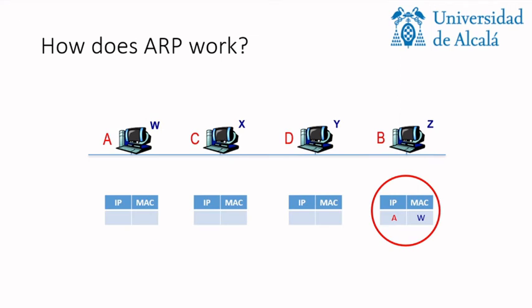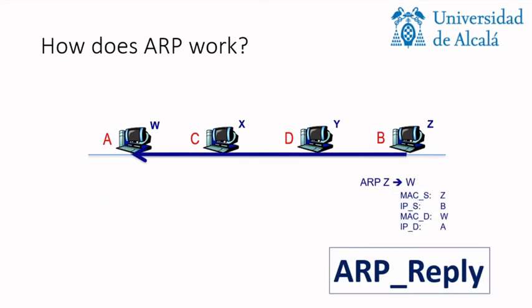As we can see here, the tables are updated with this association. Afterwards, this host will reply with an ARP reply. So we have basically two main messages, the request and the reply. This reply is a unicast message. So in this case, the destination is W because we already know it from the previous request.